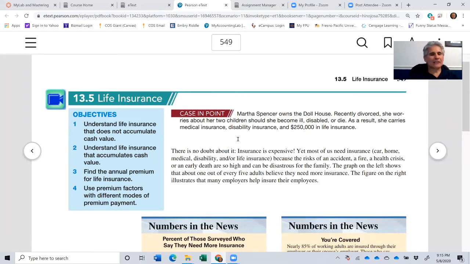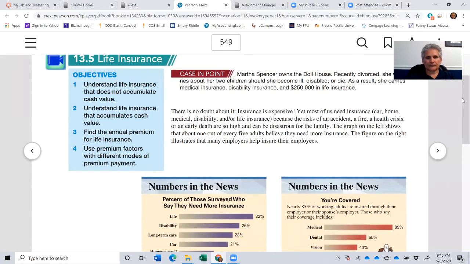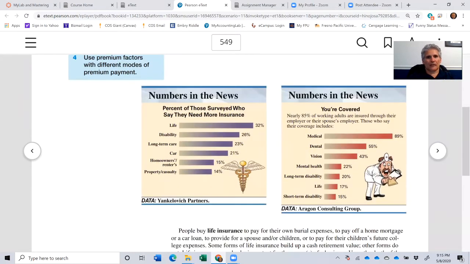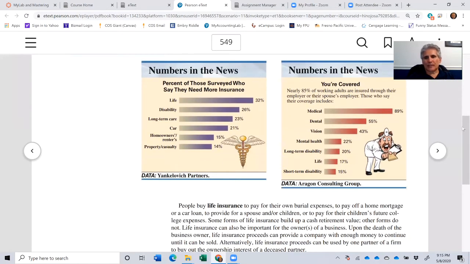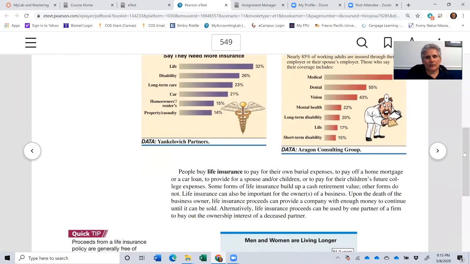Okay, our last section of the last chapter we're going to cover in this class, chapter 13, section 5. This is about life insurance. There are some numbers presented in the textbook. You can review those numbers.